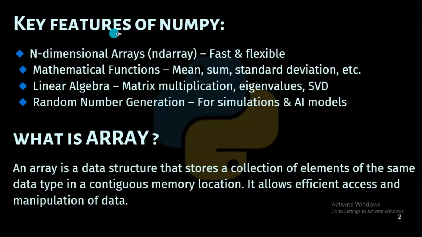Let us understand the key features of NumPy. Here we have the n-dimensional array, that is ndarray, which is fast and flexible. Mathematical functions: mean, sum, standard deviation, etc. Linear algebra: matrix multiplication, eigenvalues, SVD. Then we have random number generation for simulations and AI models. So this is what NumPy is all about.